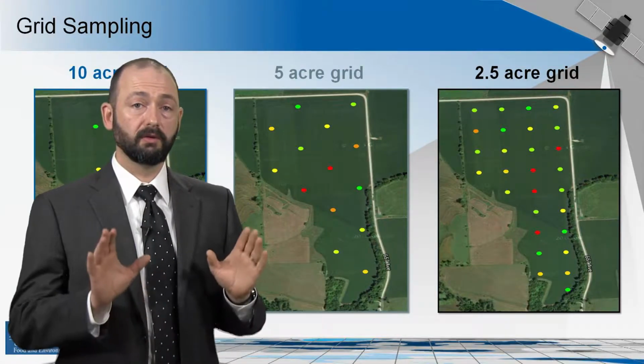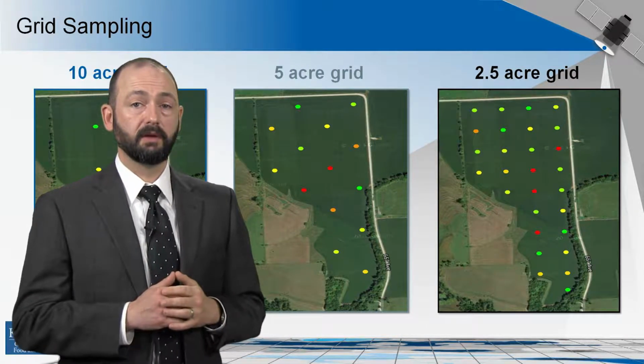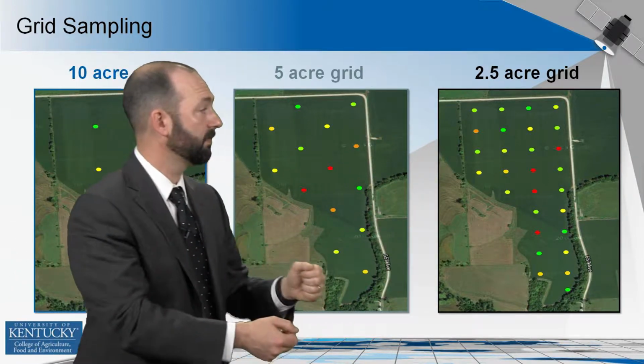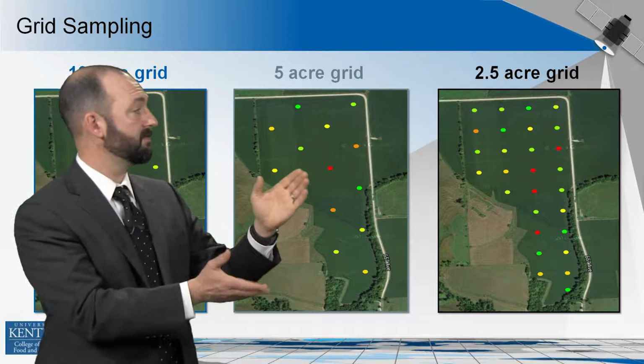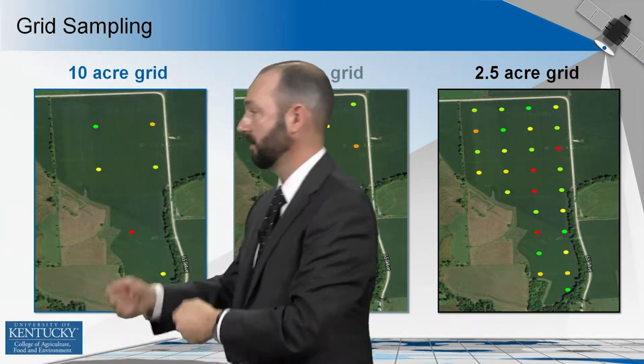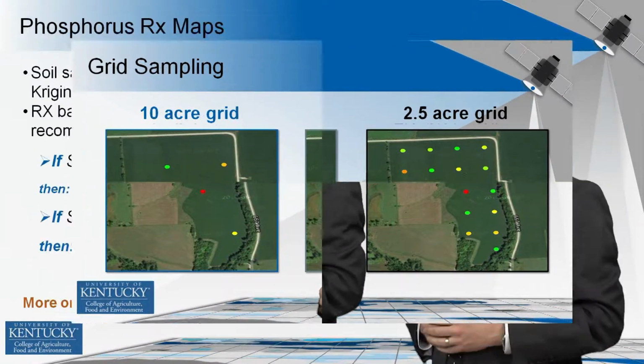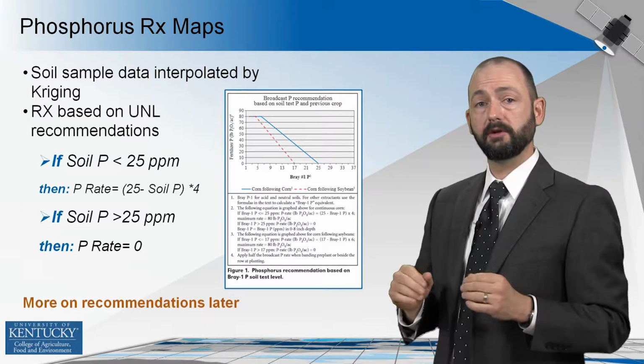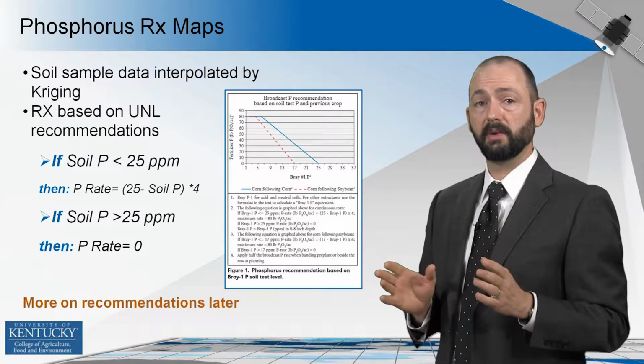We can also grid sample this field. So if we look here, we have a 2.5 acre grid with many sample points, a 5 acre grid, and a 10 acre grid. To make a phosphorus prescription map for this field, I've applied the Nebraska soil phosphorus recommendations.